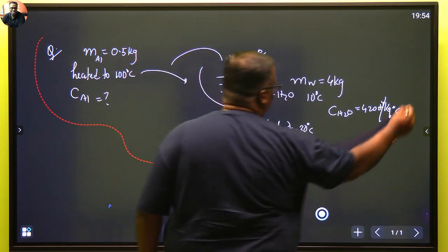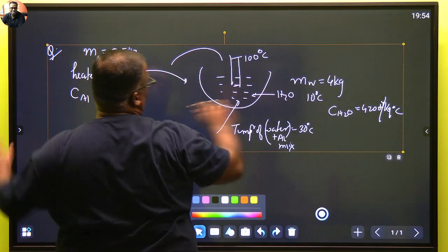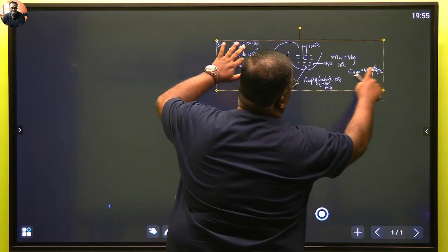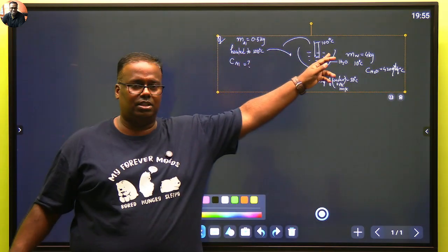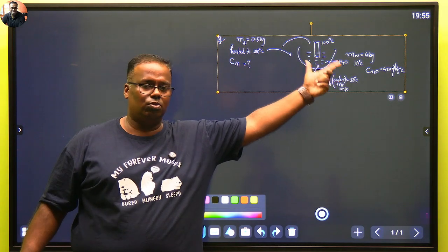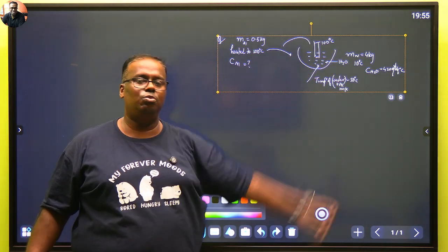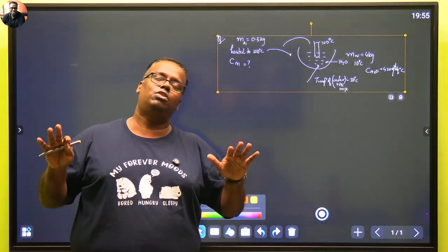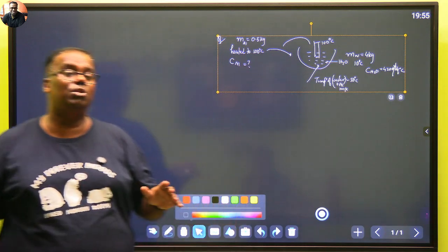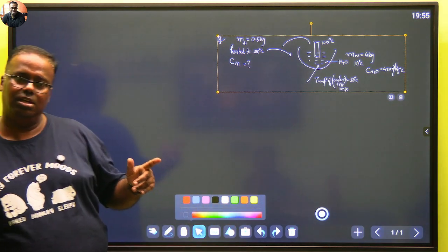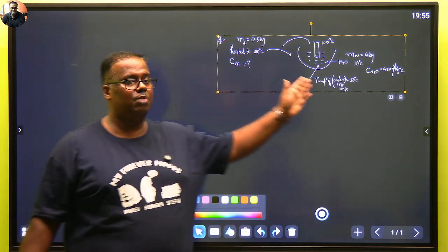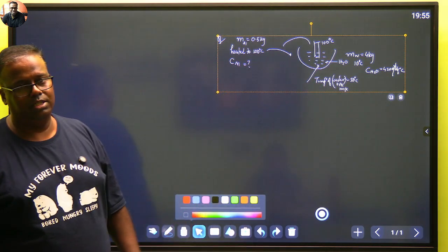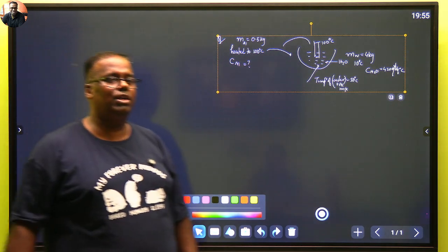How many of you have understood the question? Forget about solving it. I have heated aluminium to 100 degrees and I have put that aluminium in a water bath. This is called a water bath. The water was at 10 degrees. After putting the aluminium, after some time, the temperature of water and aluminium together has reached how much? 30 degrees. Have you understood? So we have to find out what is the specific heat of aluminium. Right. So first you have to find out.